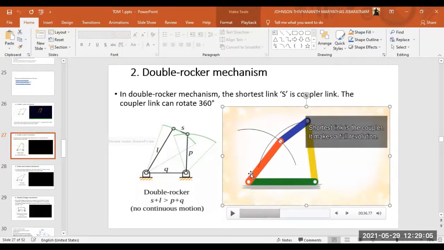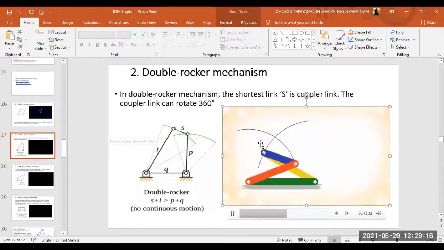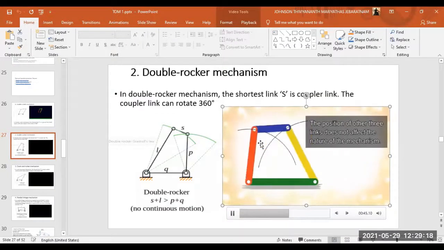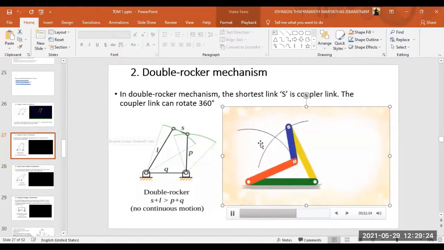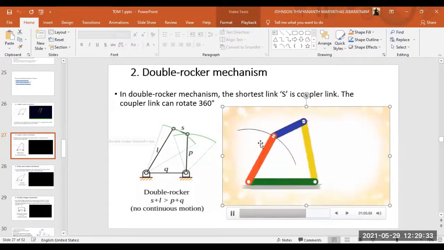position, right? The shortest link is the coupler, and that is making a full revolution, right? The shortest link, that is the blue one. This blue one is making a full revolution. You see, right? But we are not talking about the coupler here, right? We will be talking about the input and output links. So this is what is called a double rocker or double lever mechanism.